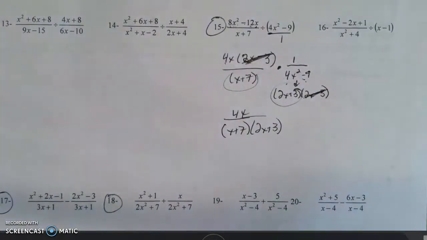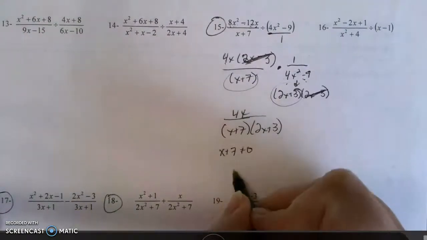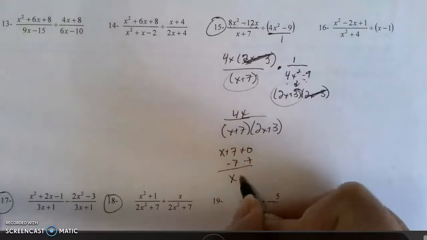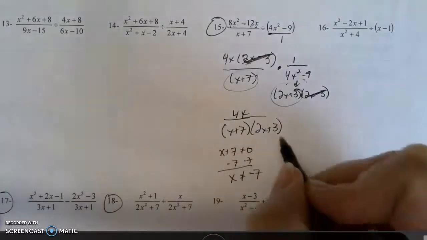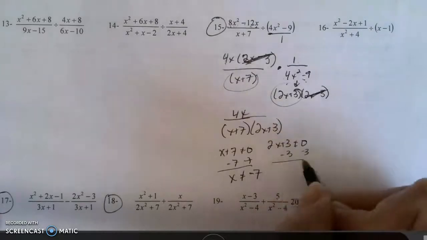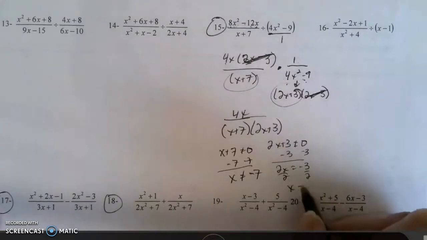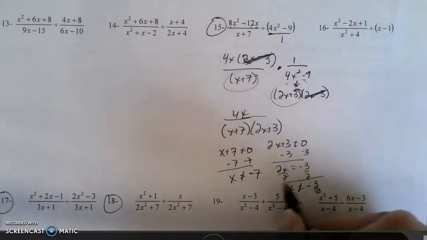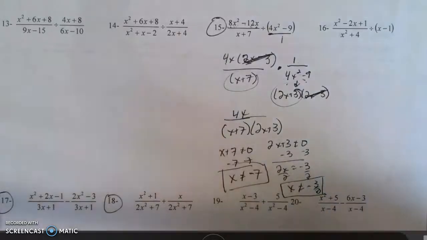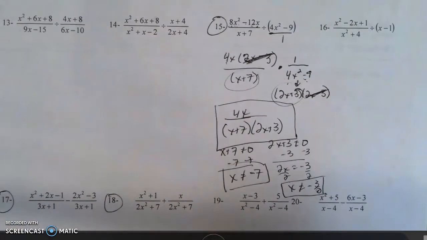So now I have 2 factors that I'm going to set equal to 0. So I've got x plus 7 cannot equal 0. So x cannot equal a negative 7. And I've got 2x plus 3 cannot equal 0. So x cannot equal a negative 3/2. So this time I have 2 excluded values. And here is my simplified expression.